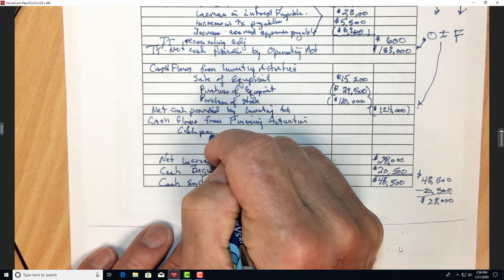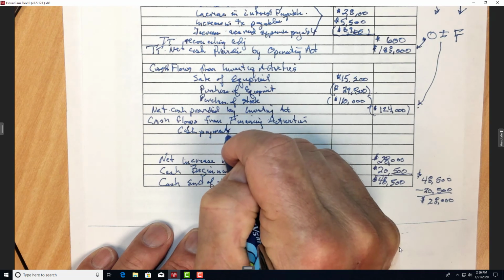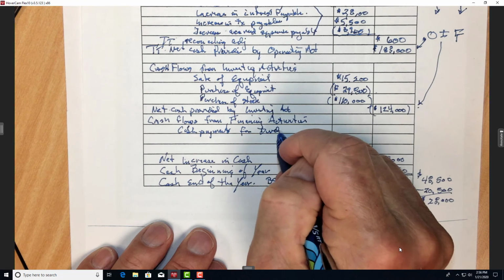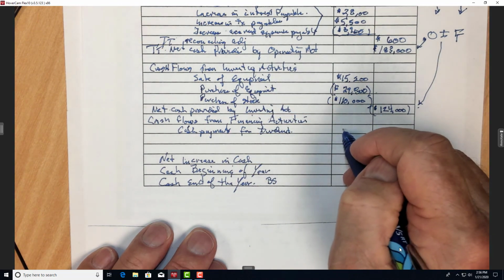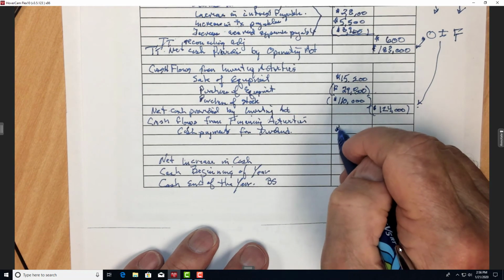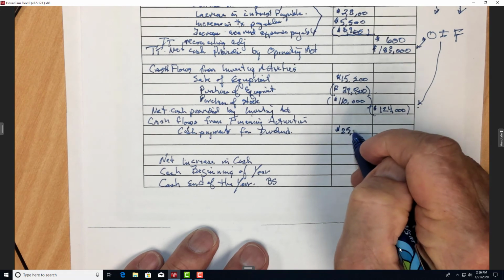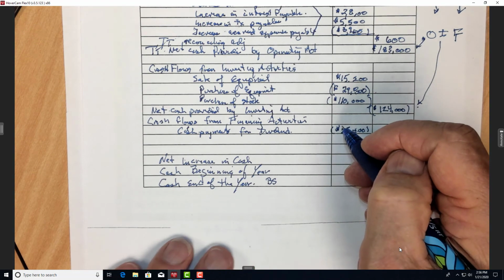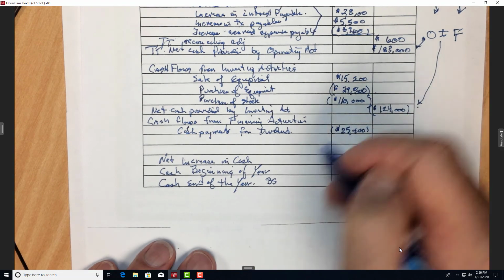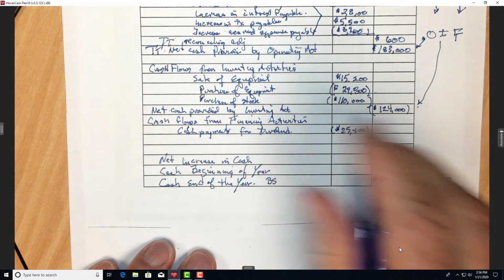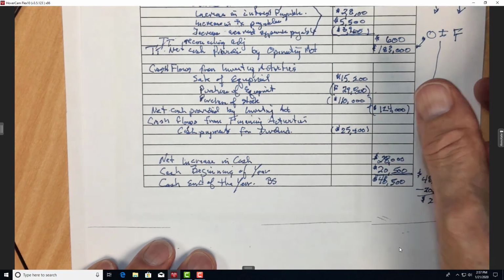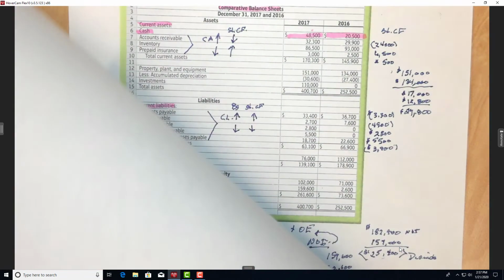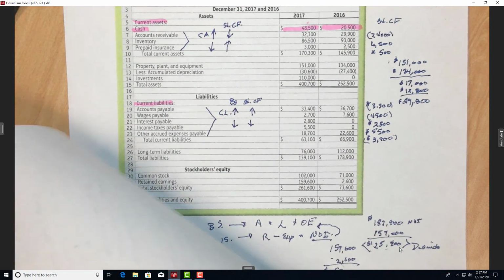So we go back to the statement of cash flows, and we put in dividends. Cash payment for dividends, meaning cash going out, is $25,400.